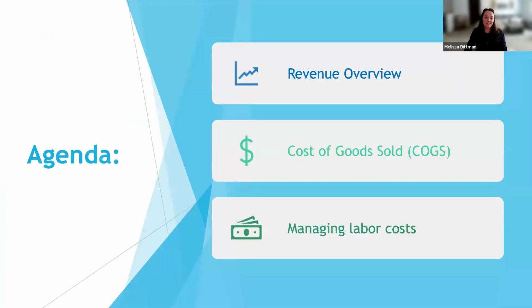So thank you, Megan. On today's agenda, we are going to cover the AHA chart of accounts, revenue centers, explaining how we break down the revenue reports, going over cost of goods sold and touching base on how we can reduce those, and managing labor costs.